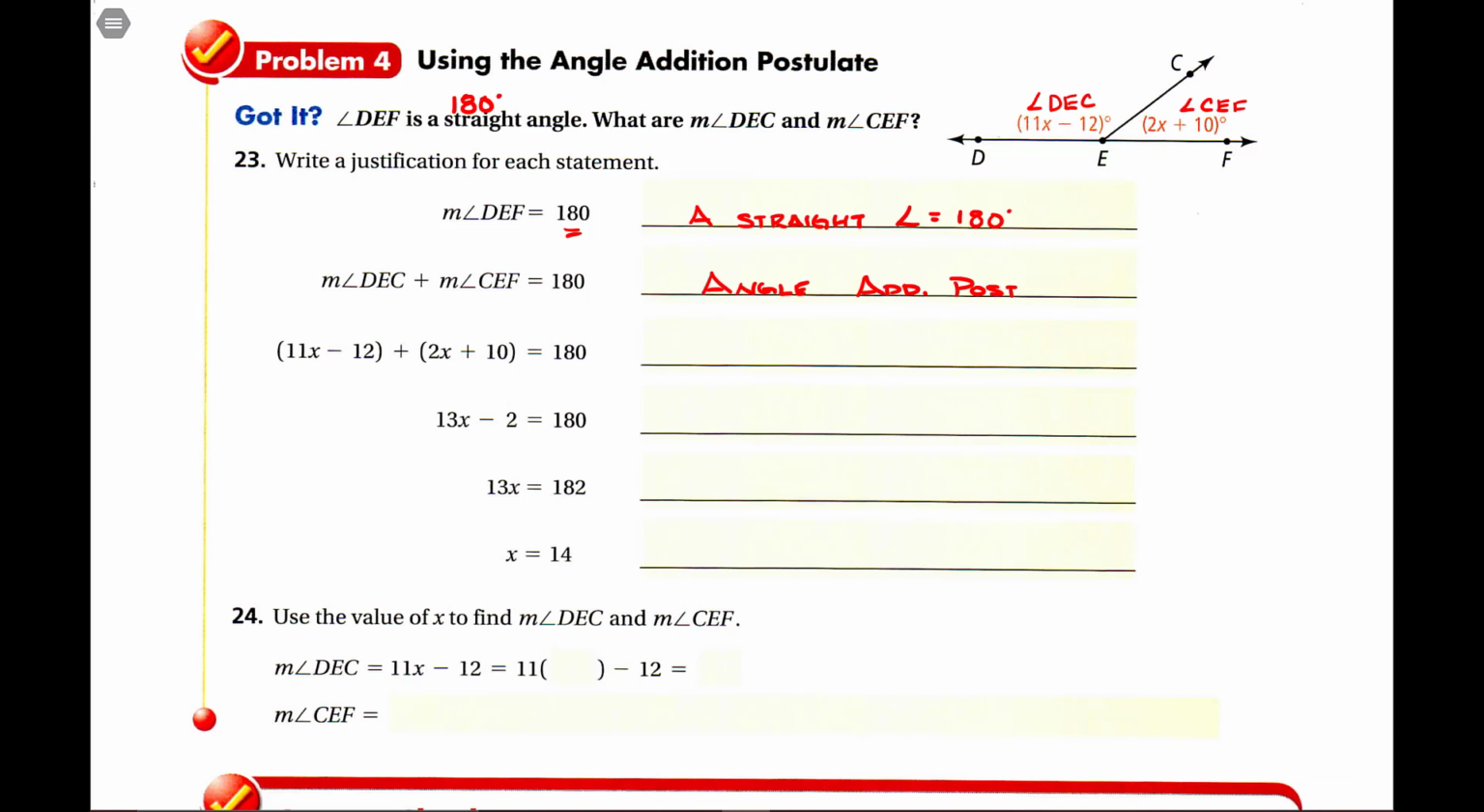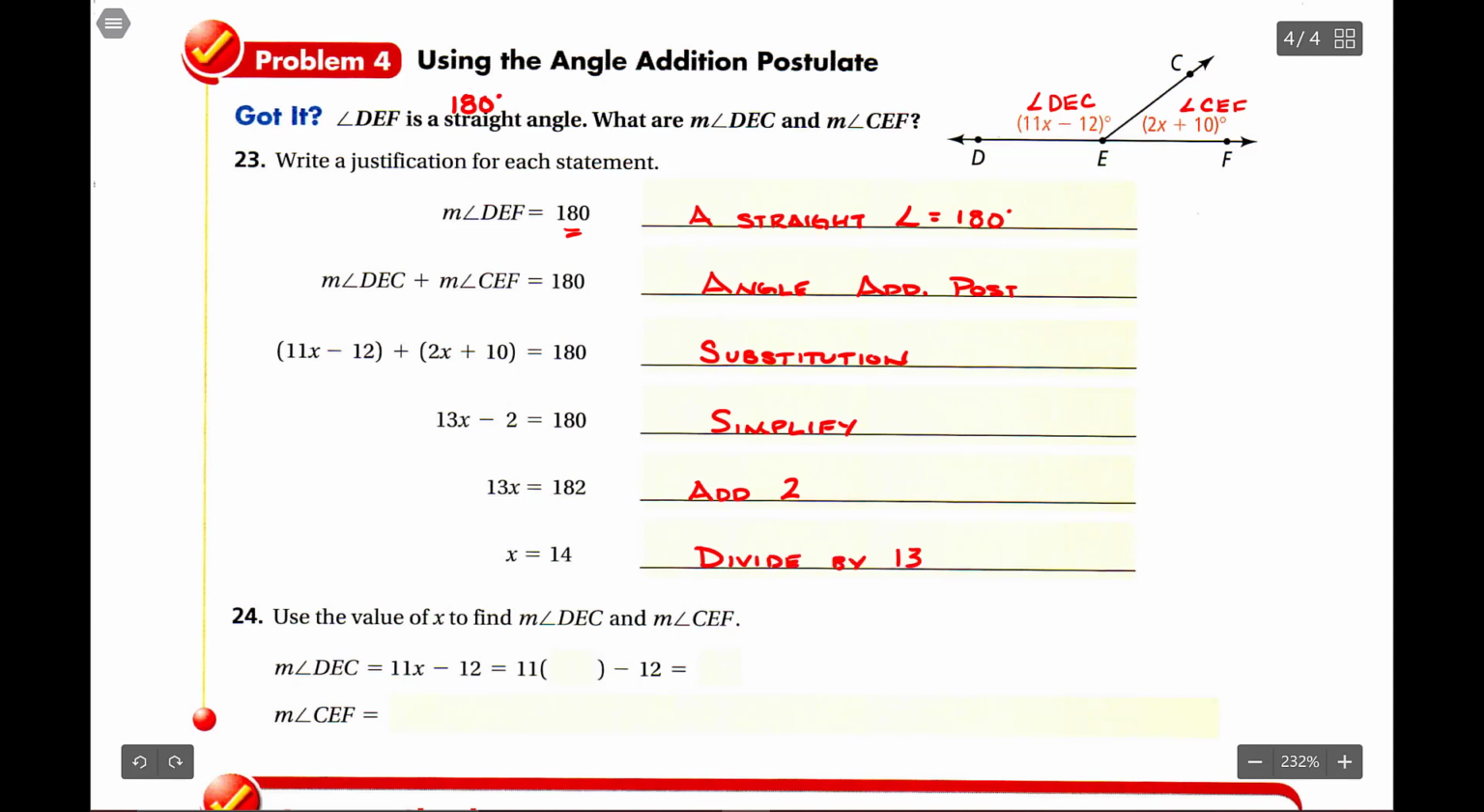Then we have 11x minus 12 plus 2x plus 10 is equal to 180. We've just substituted in the expressions that were given in the diagram for their respective angles in the previous step. Then when we simplify this, we end up with 13x minus 2 is equal to 180. We're going to add 2 to both sides, and that gives us 13x equals 182. Then divide by 13, and that's where we get x is equal to 14.